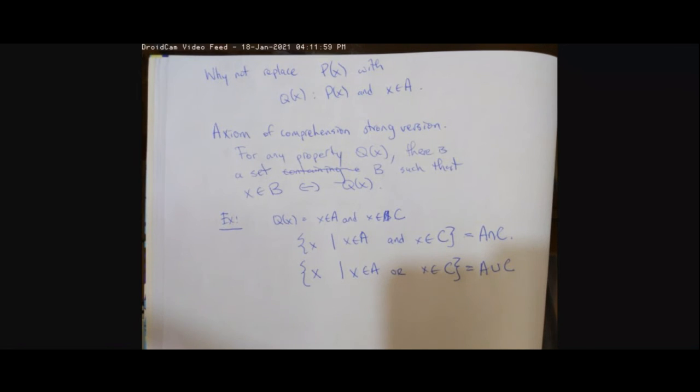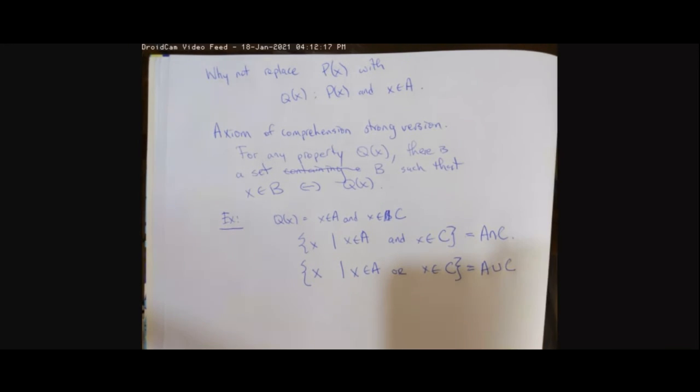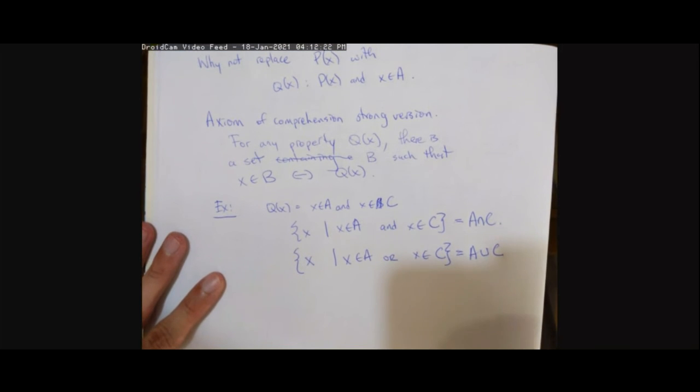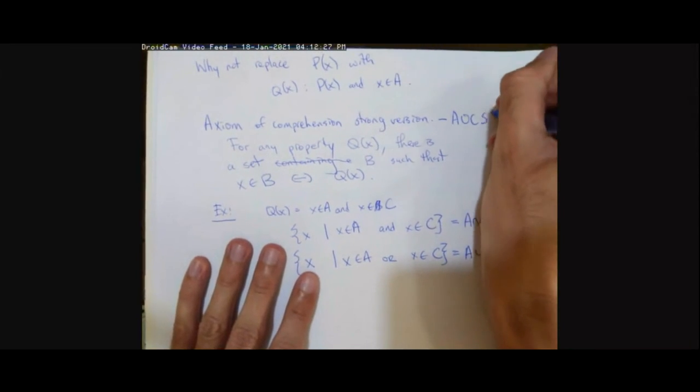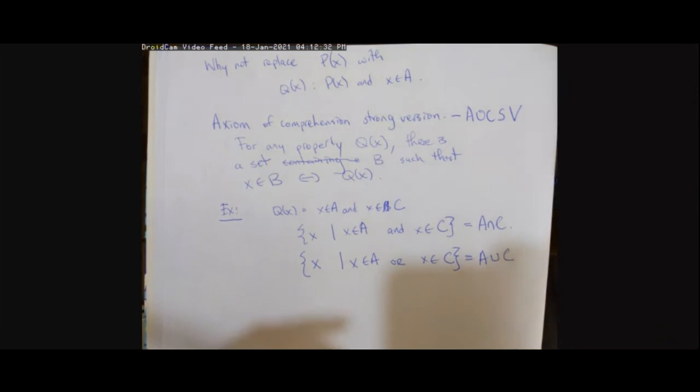Okay, so let's talk about Russell's paradox, and then probably I have to plug in my phone, because it will die before the end of class. Okay, I'll try and fix that in future lectures. Along with this Axiom of Comprehension strong version, abbreviated AOCSV. Okay.